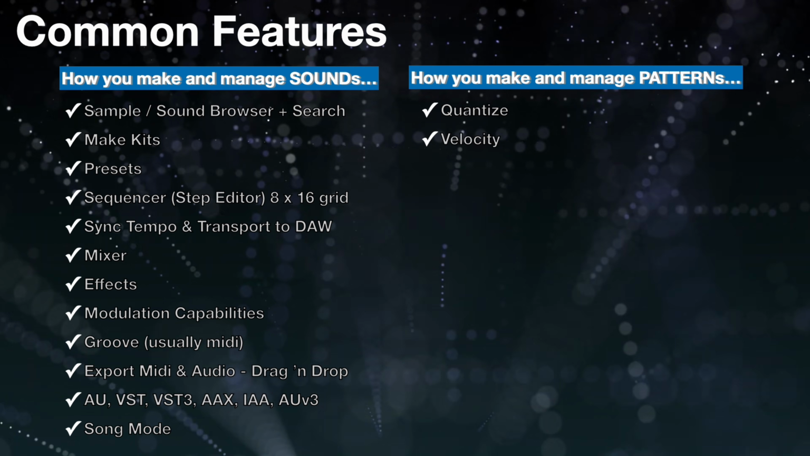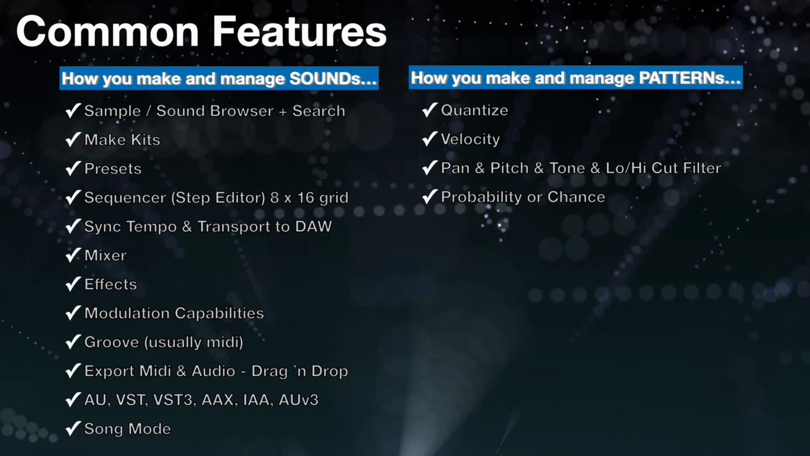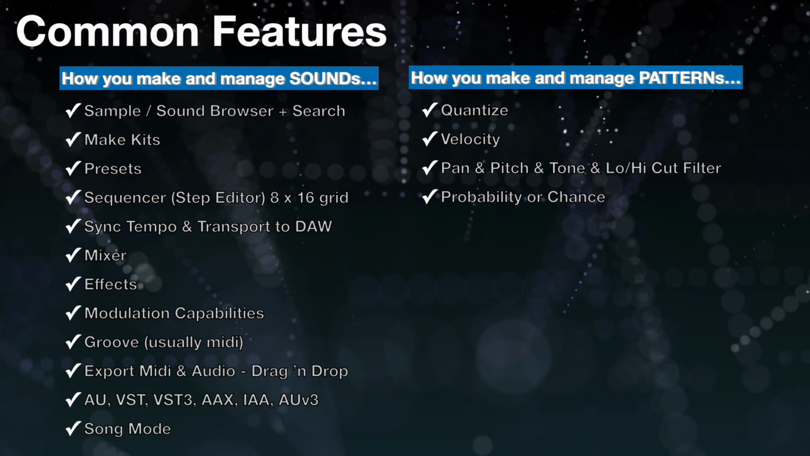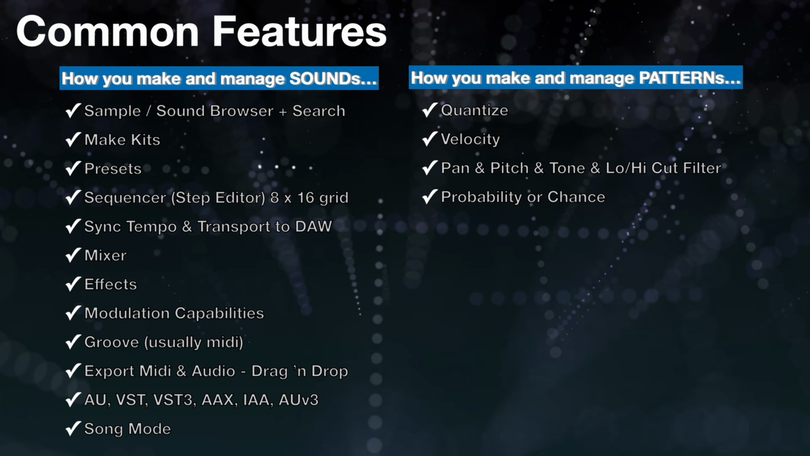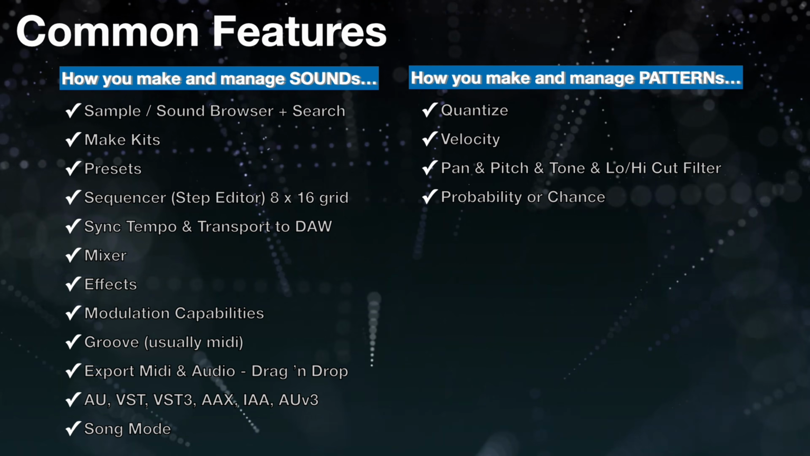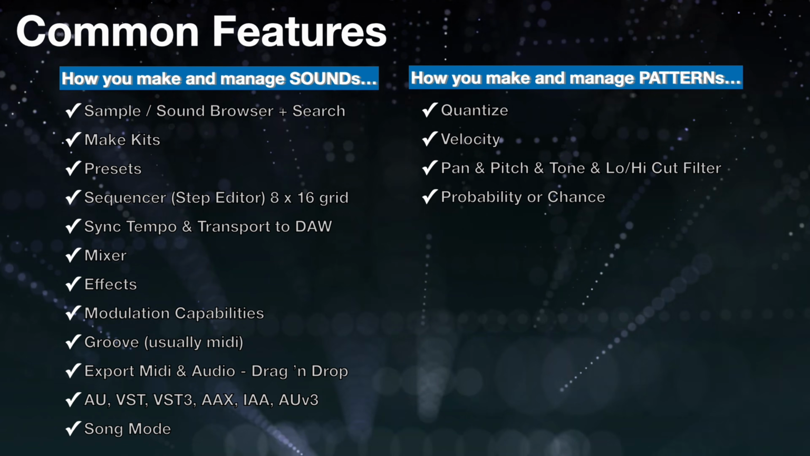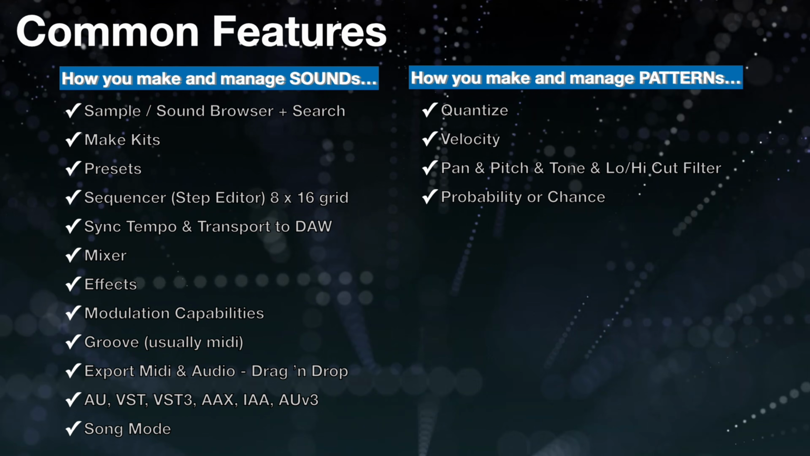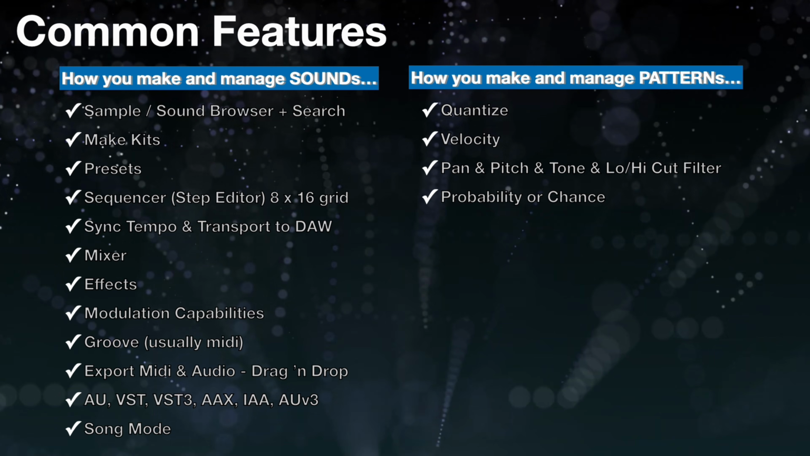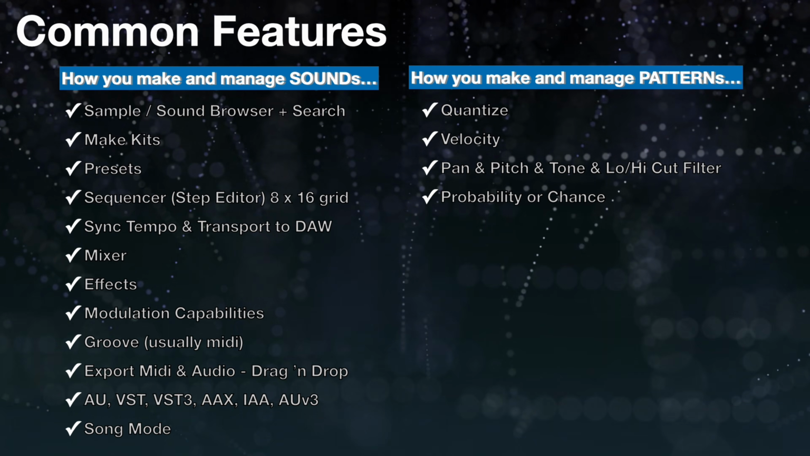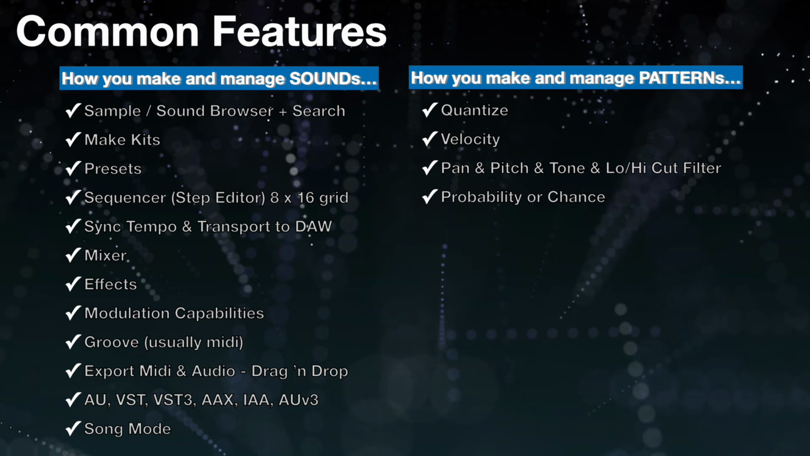Now, the sequencer or patterns, they have a lot of consistent features: quantizing, velocity, pitch, pan, tone, some EQ things like low and high cut filter. A few of them have this probability or chance capability, and that's where you choose whether a note or a hit is going to happen or not happen. So you can change the chance or probability to 50%. When it goes through the beat multiple times, that note might be hit or may not. And probability is kind of an interesting play. It makes your beats sound a bit more different as you go through a song.